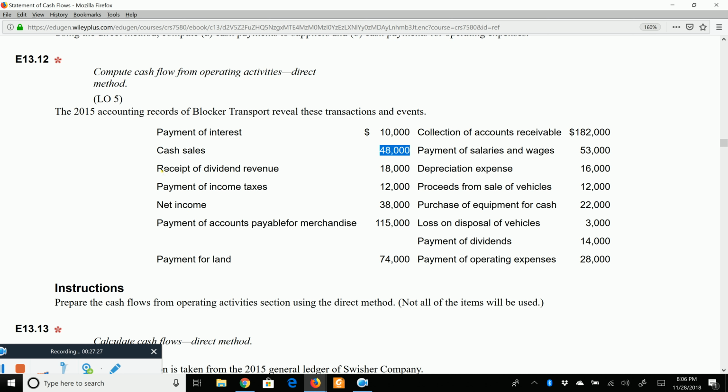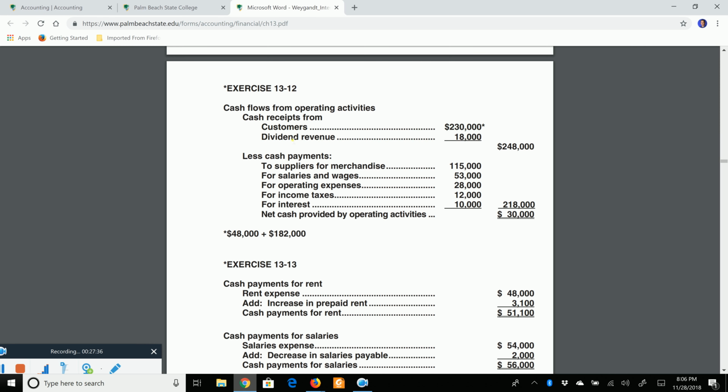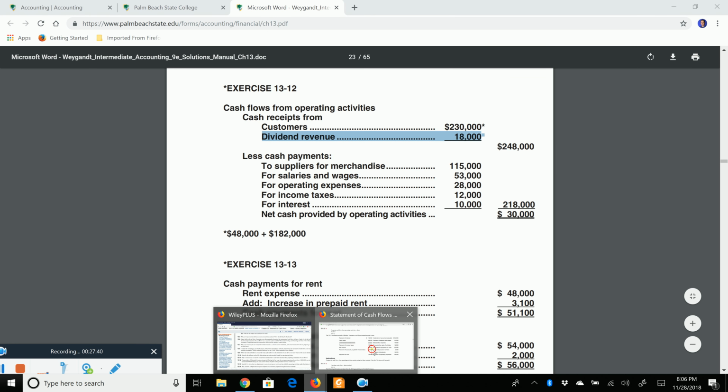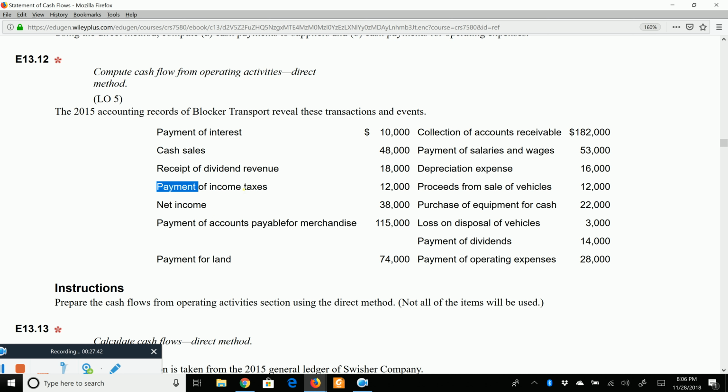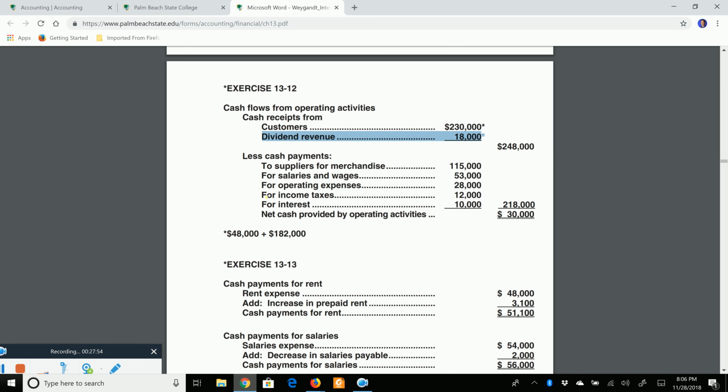Next on the list, receipt of dividend revenue. $18,000, that is an operating activity. That is a cash inflow. That's this number here, dividend revenue. We'll check that one off the list. Okay, next, payment of income taxes. Yeah, unfortunately, it's part of the world. We have to pay income taxes. It's part of normal operations. That will be a cash outflow, $12,000. And that's right here for income taxes, $12,000.